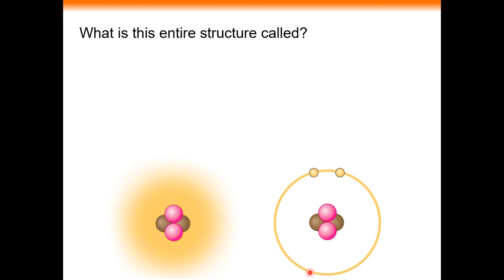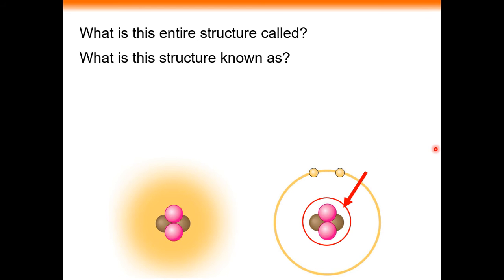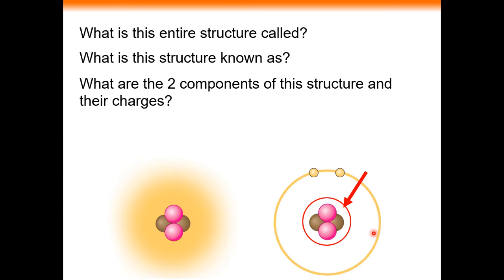This whole thing here. It's an atom. What's this thing in the center known as? That's the atomic nucleus, right? What two things are found there? The pink and the brown things, what are these? What subatomic particles? Well, protons and neutrons are found in the nucleus. But remind me of their charges again? Protons are positive, and neutrons are neutral.